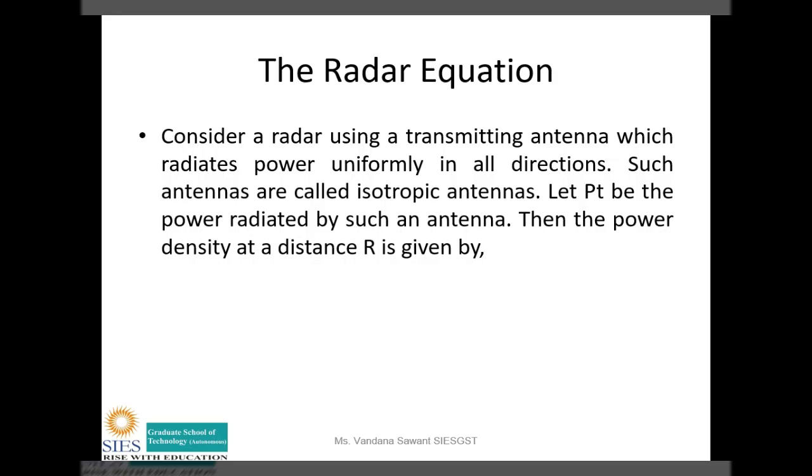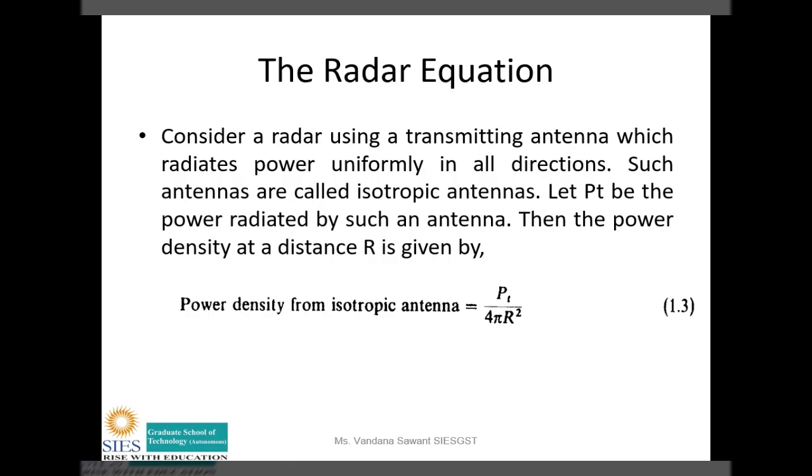Now, to derive the radar range equation, consider a radar using a transmitting antenna which radiates the power uniformly in all directions. Such an antenna which is radiating power in all directions is called the isotropic antenna. Let Pt be the power radiated by such an antenna. The power density at a distance r from the isotropic antenna is equal to Pt upon 4 pi r square.